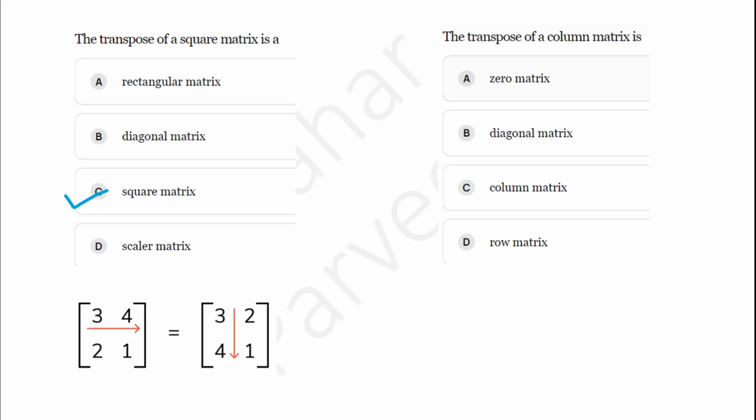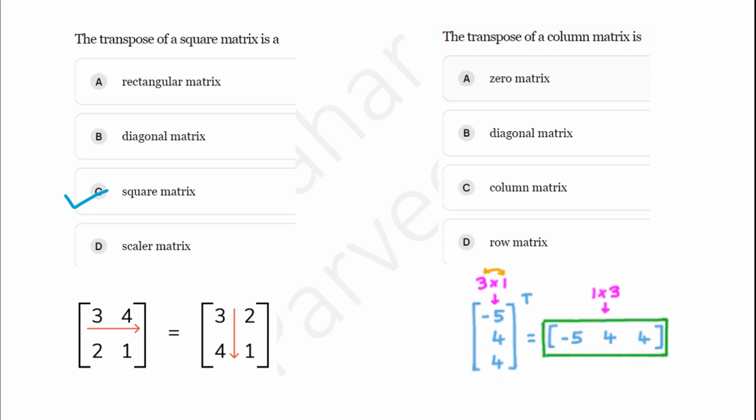Or if you have a question like this, the transpose of a column matrix is, meaning if you have a column matrix and you write the transpose of it, then you will have a row matrix. You have to be careful. You should imagine, write and understand what the question says. Okay, now this was all about matrices.